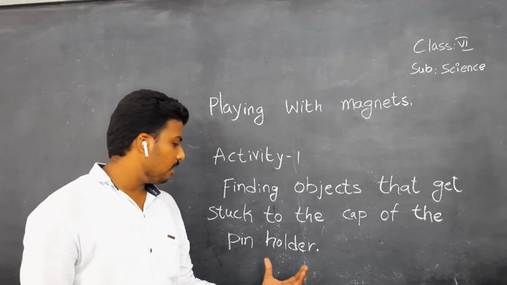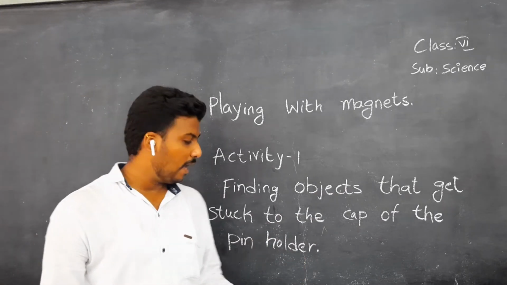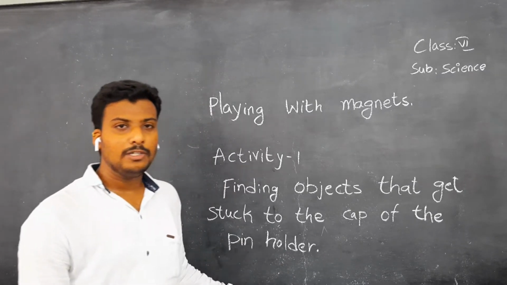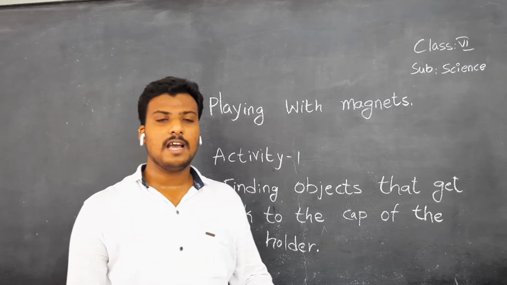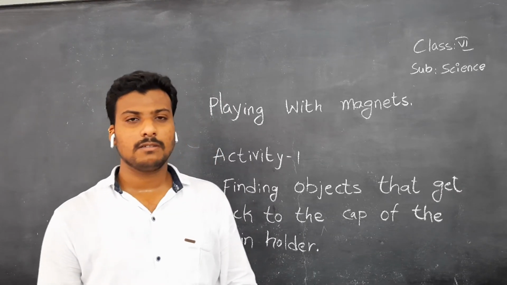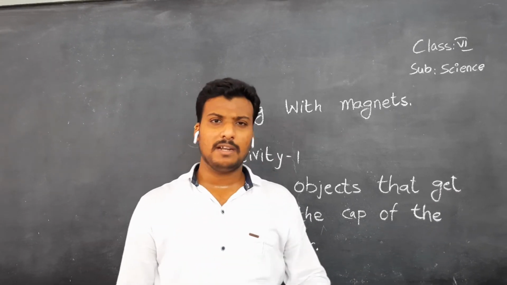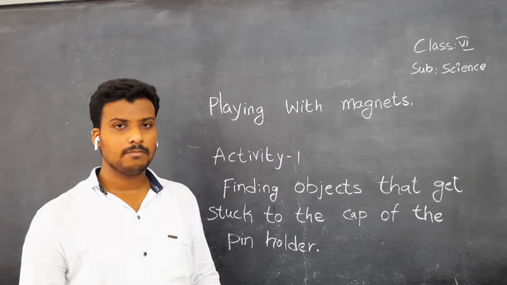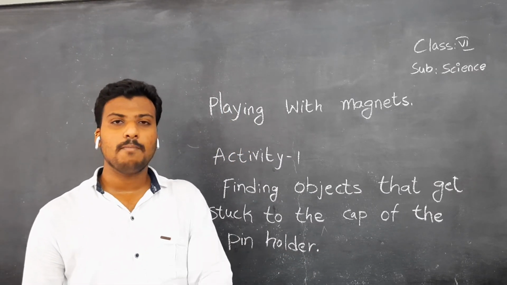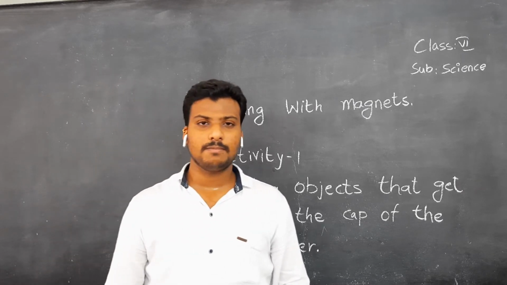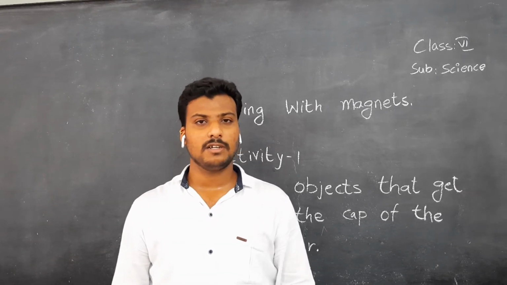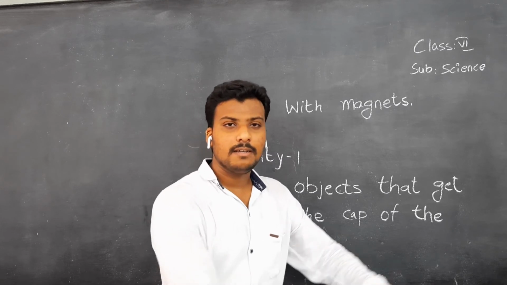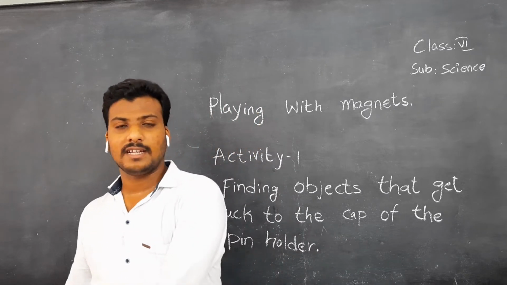For this, you need the pin holder, children. Along with this pin holder, you need some metal objects like iron pins, safety pins, or any metal objects, children. And along with that, you need some non-magnetic objects like an eraser, sharpener, and pencil, children. Right now, you take the magnetic objects aside and the non-magnetic objects aside, children.